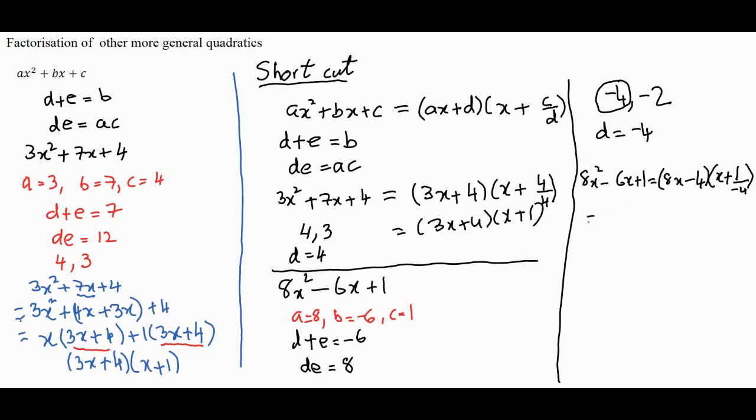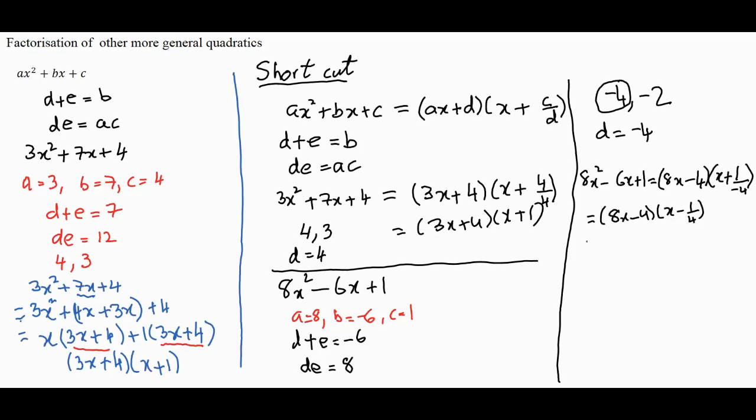So let's clean that up a little bit. So we end up with 8x minus 4, into x minus a quarter. Now there are various ways to simplify this if you don't like the fraction here, but it is correct. You can check. If I multiply these, I get 8x squared, minus 2x, minus 4x is minus 6x, and then minus times minus is plus, and it's just going to be 1.